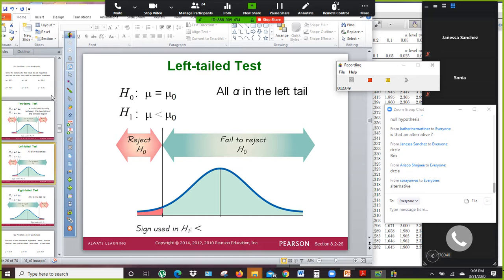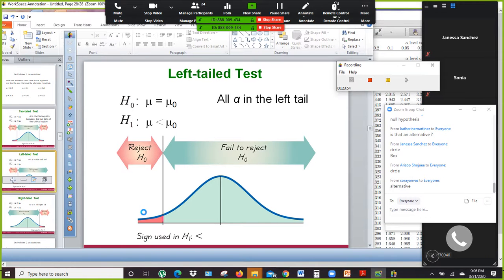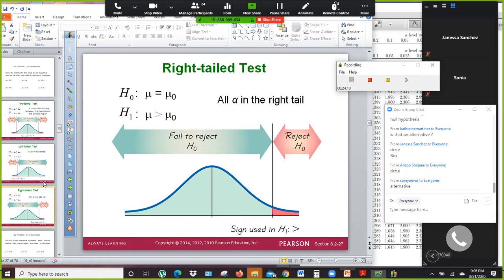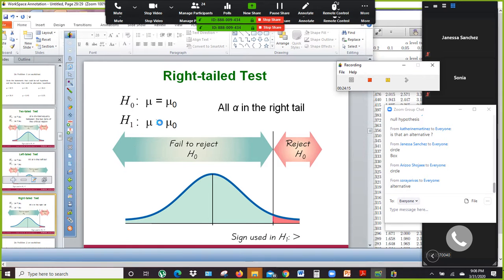This one over here, you only care about this tail on the left. You don't care if it's over here on the right. You only care about it being over here. So this is what we call left-tailed, when it's less than. My mean is less than everybody else's. Left-tailed, less than, I want it to be over here. And then right-tailed is the opposite. I say that my mean is bigger than everybody else's. So I want it to be over here in this area.